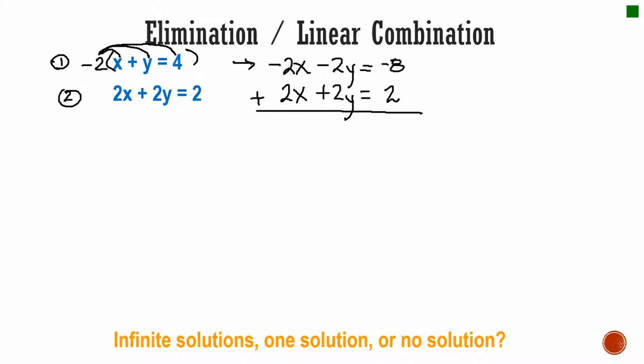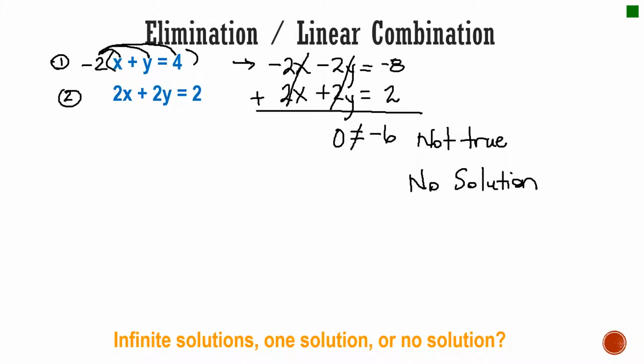I'm going to go ahead and add and see what we end up with. Well, these eliminate: negative 2x plus 2x, a negative 2y plus 2y. Wow. And then we're left with 0 equals a negative 8 plus 2. That gives me a negative 6. Well, this is not a true statement. So because it is not a true statement, that means there are no solutions for this system. No solution here.